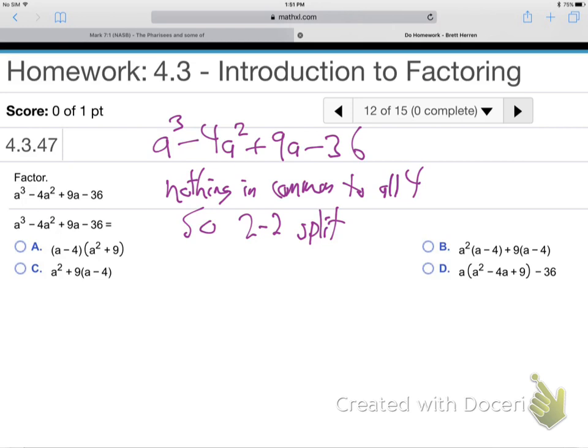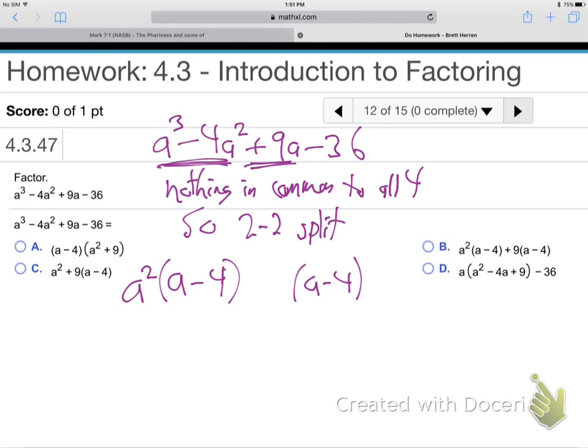Okay, so first two, what do the first two have in common? A squared, good. Leaves behind a minus 4. So far, so good. Now, as soon as I see that parenthesis a minus 4, what do I know immediately? The other one's got to have the same thing. It's got to. So I'll just put it down, and then I'll kind of make it work.